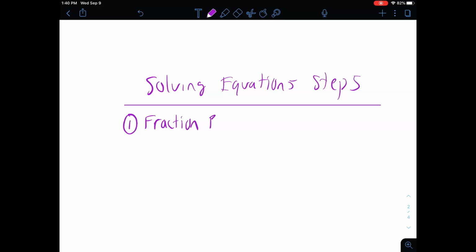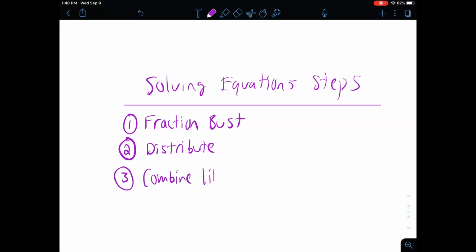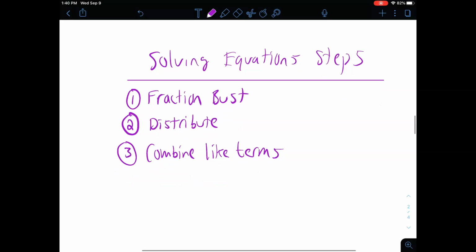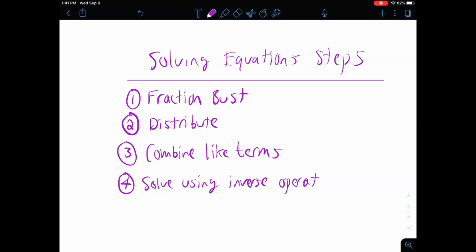First thing we want to do is fraction bust, which we just learned just now. We're going to fraction bust. Second thing we're going to do to both sides is we're going to simplify both sides by doing 2 things. What are those 2 things? We're going to distribute. We're going to combine like terms. And then the last thing we're going to do is solve using inverse operations.